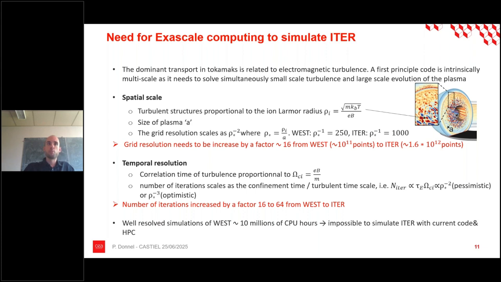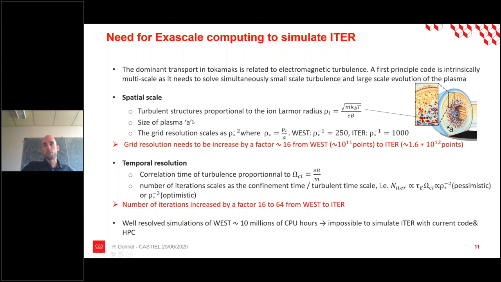As I told you before, the transport in Tokamak is mainly due to turbulence, and so it's intrinsically multi-scale. Indeed, the turbulent structures are proportional to what we call the Larmor radius, which corresponds to the scale I'm mentioning, this small fluctuation here.